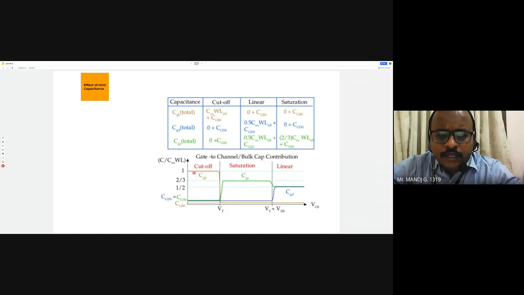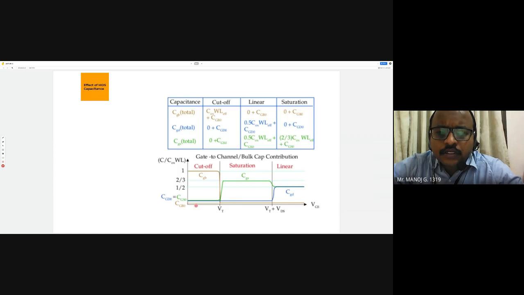In the first region you have only the gate bulk capacitance. The value of gate bulk is 1, and the other values of the capacitance of gate drain and gate source are basically 0. Now, going to the second region, that is the saturation region, you have gate bulk 0, gate drain 0. Only gate source you have, that is 2 by 3 of the capacitance value. So you will have this green line alone running at the 2 third value. This is the region of saturation.